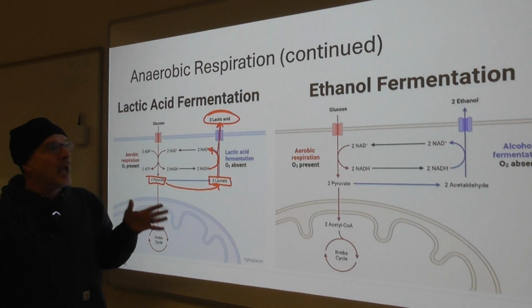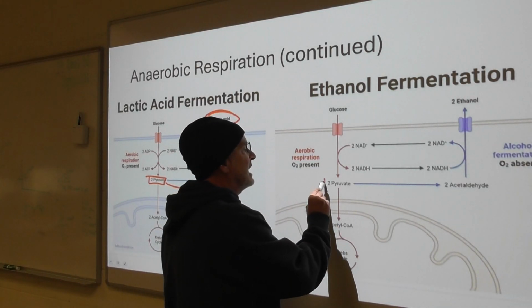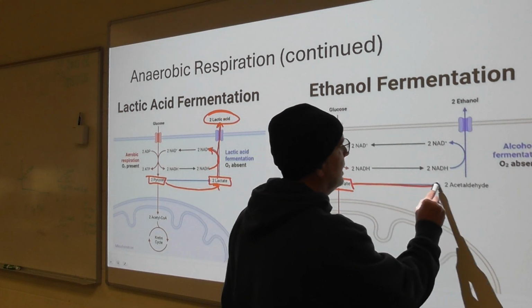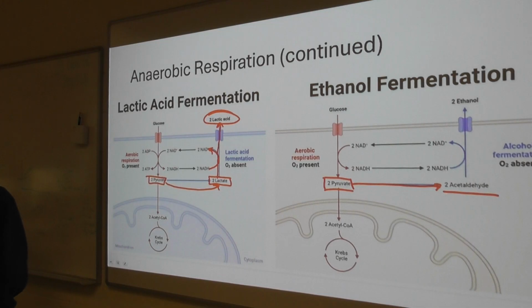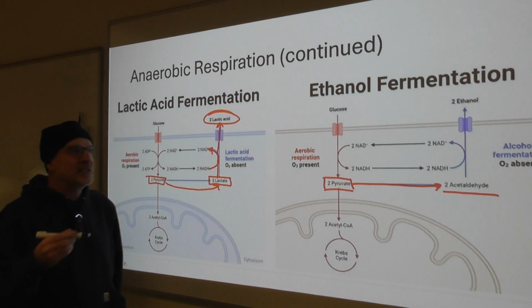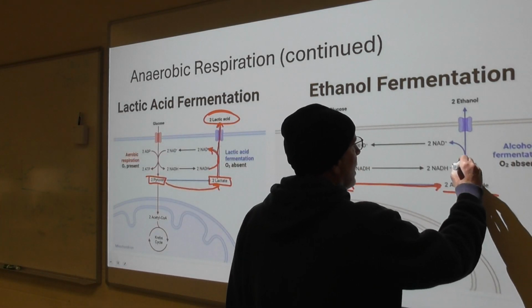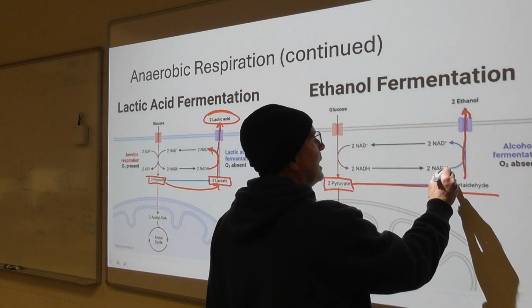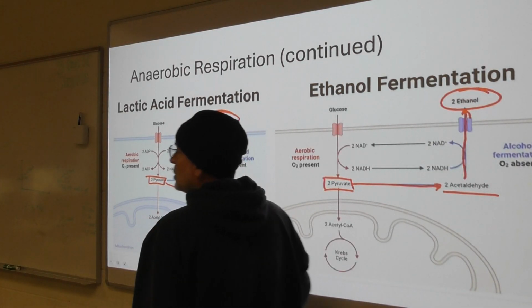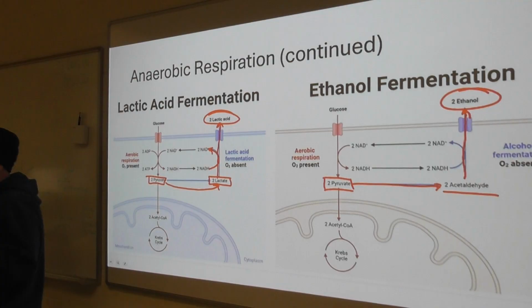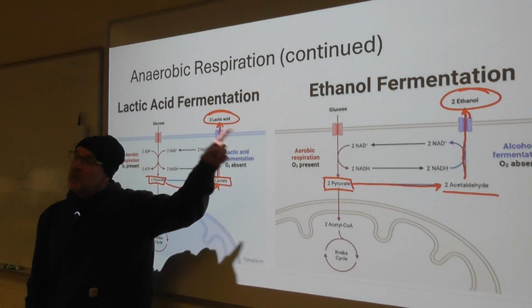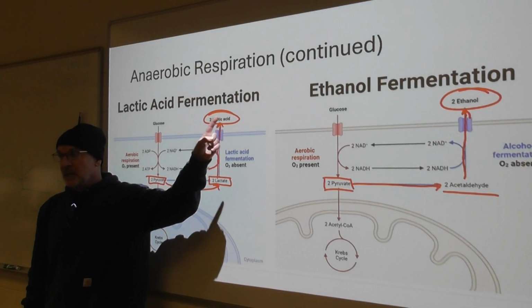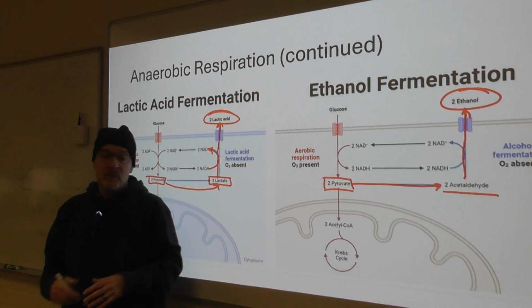In ethanol or alcohol fermentation, it's basically the exact same idea, only our pyruvate is transformed into acetaldehyde. I don't even know how you say it. You don't need to know it. It's not part of anything that we're going to be looking at. It's just something slightly different. That's used to oxidize the NADH, and you end up with ethanol. So in animals, we produce lactic acid as a byproduct of anaerobic respiration. Plants and yeast make alcohol. That's why we use plants and yeast to make alcohol that people drink.